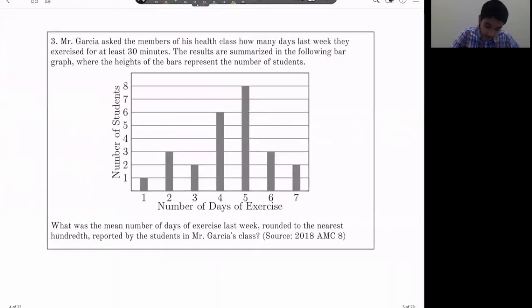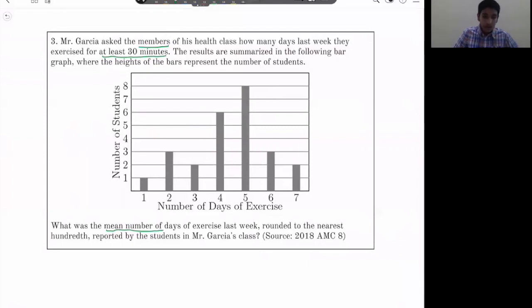Mr. Garcia asked the members of his health class how many days last week they exercised for at least 30 minutes. The results are summarized in the following bar graph, where the heights of the bars represent the number of students. What was the mean number of days of exercise last week, rounded to the nearest hundredth, reported by the students in Mr. Garcia's class?